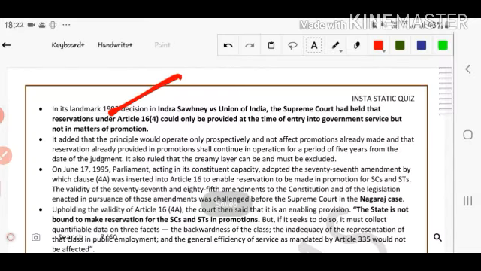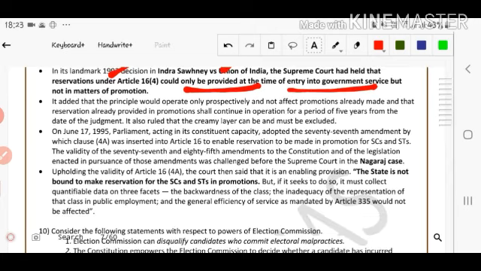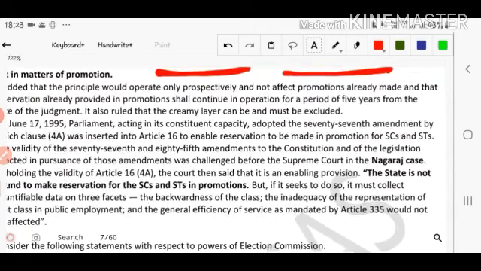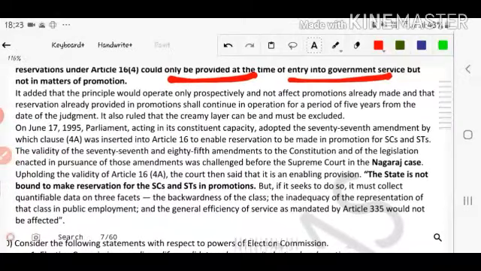In the landmark judgment of 1992 in Indira Sawhney versus Union of India, the Supreme Court held that the reservation under Article 16 clause 4 could only be provided at the time of entry into government service, not in the matter of promotion. It added that the principle could operate only prospectively and not on promotions already made, and that reservation already provided in promotion shall continue to operate for a period of 5 years from the date of the judgment. It also held that the creamy layer can be and must be excluded, for the SC and ST specifically.